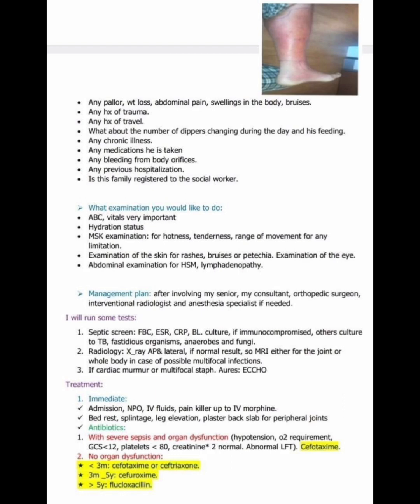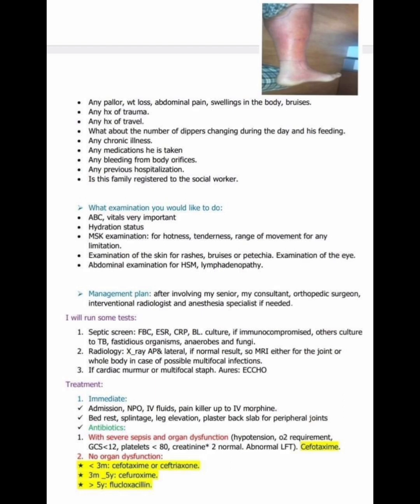Now, next question, what examination would you like to do? So, I'd like to do ABC first, airway, breathing, circulation, vitals, very important, and also check the hydration status. Musculoskeletal system examination for hotness, tenderness, range of movement for any limitations, examination of the skin for rashes, bruises or petechiae, examination of the eye, abdominal examination for hepatosplenomegaly and lymphadenopathy.